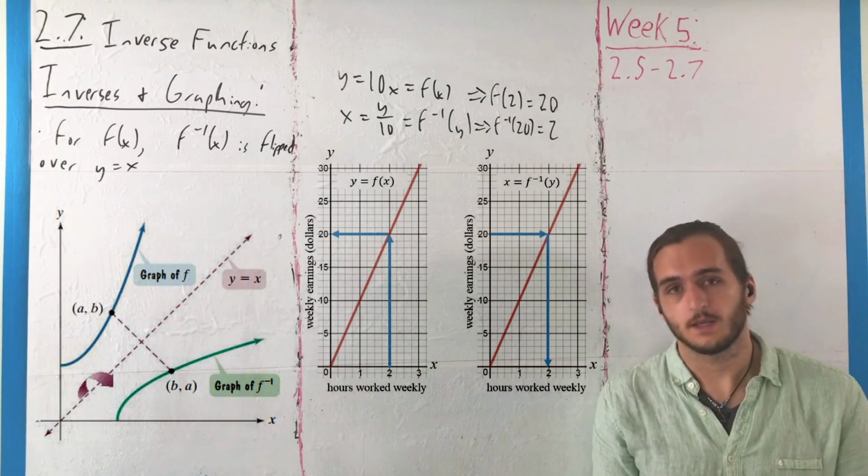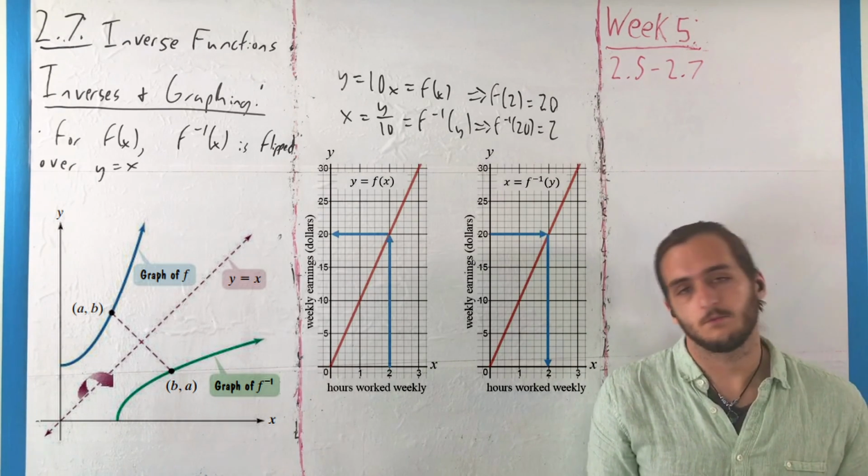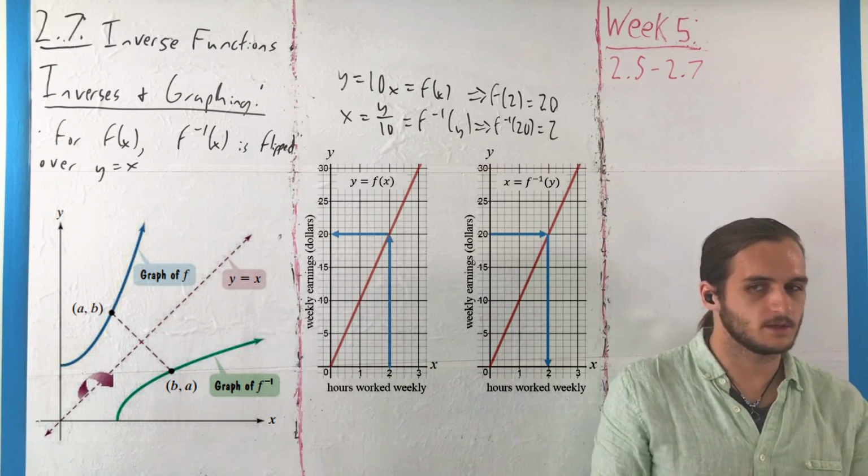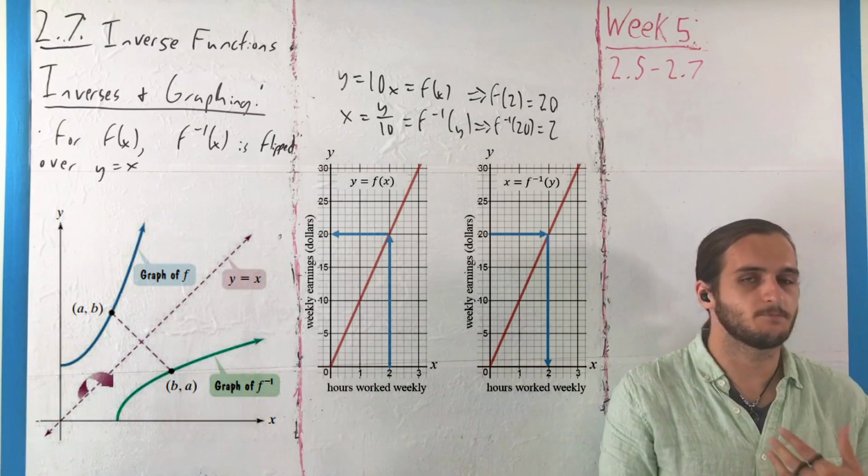Anyway, this is all we're going to get for 2.7. Next week, we're going to move on into 2.8 to talk about some special formulas for things like distance and space away from points.